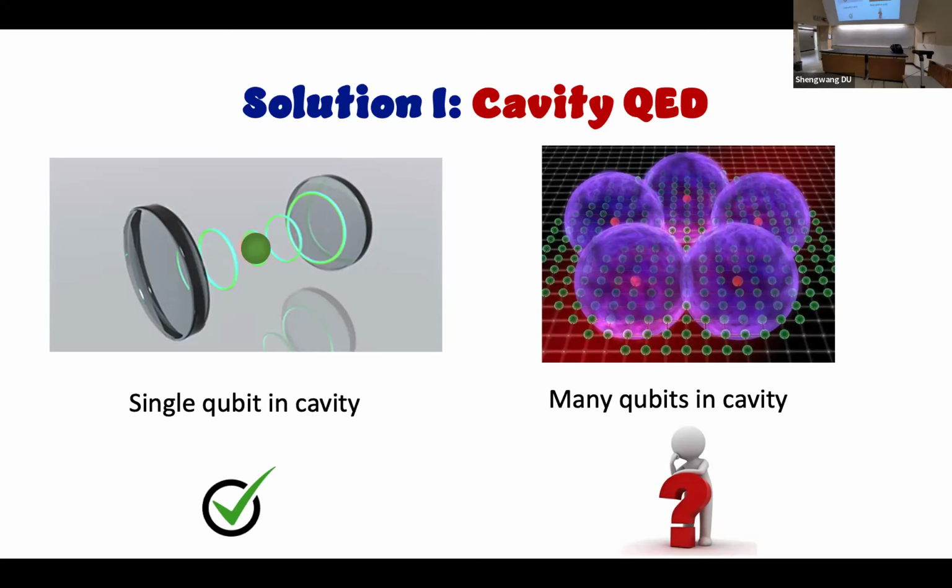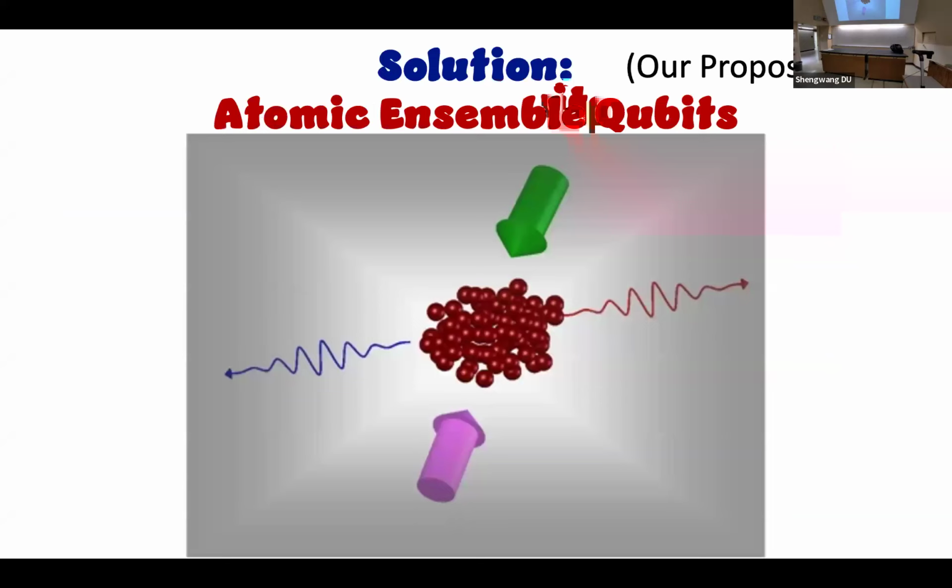You can control one, that's easy, but you want to control many of them individually. So you can say, okay, I just put a cavity on each one. But those atoms are separated by a few microns. You put a cavity for each one micron. Theoretically it might be possible, but in reality this is really challenging. I will not say it is physically not possible, but in reality this is not a good solution. So my solution is to use an ensemble instead of a single atom qubit.